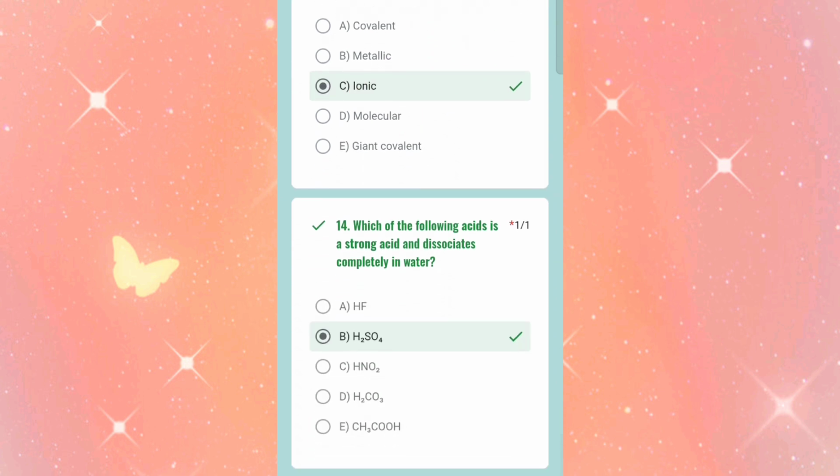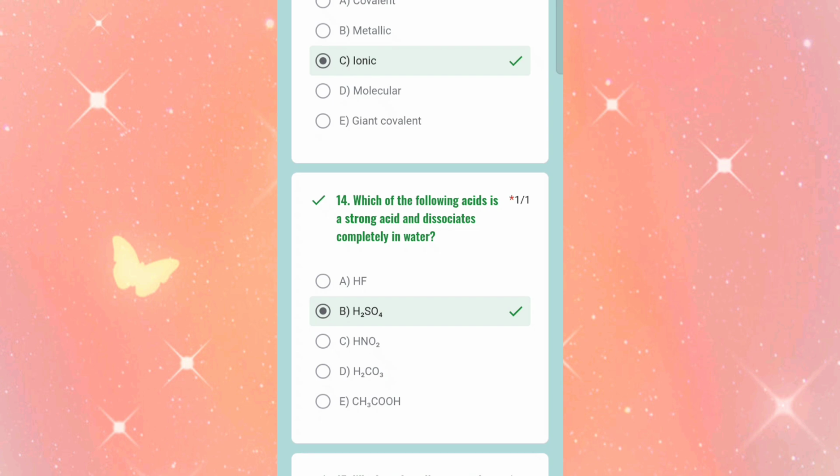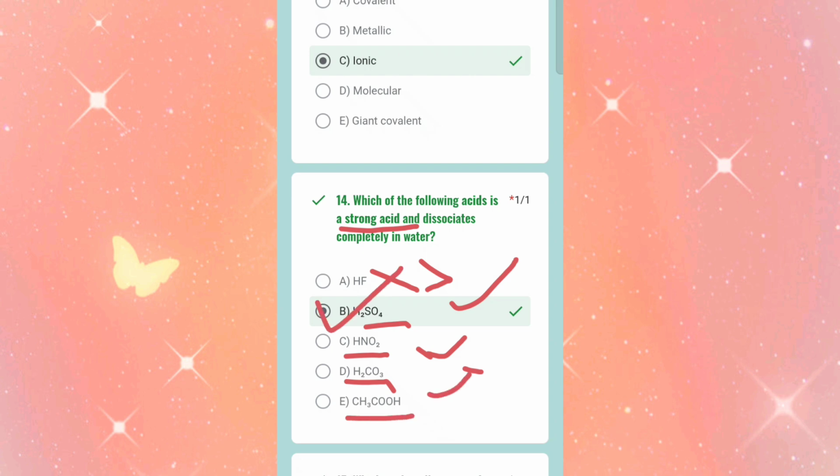Which of the following acids is a strong acid that dissociates in water? A weak acid doesn't dissociate completely in water, so HF is a weak acid. H2SO4 is a strong acid. HNO2 is a weak acid. H2CO3 is a weak acid. CH3COOH is also a weak acid. A strong acid completely dissociates in water when it dissolves, and gives H+ ions and negative ions as well.